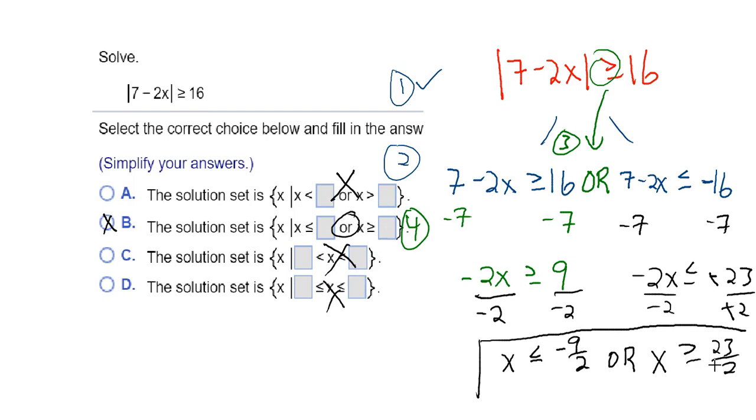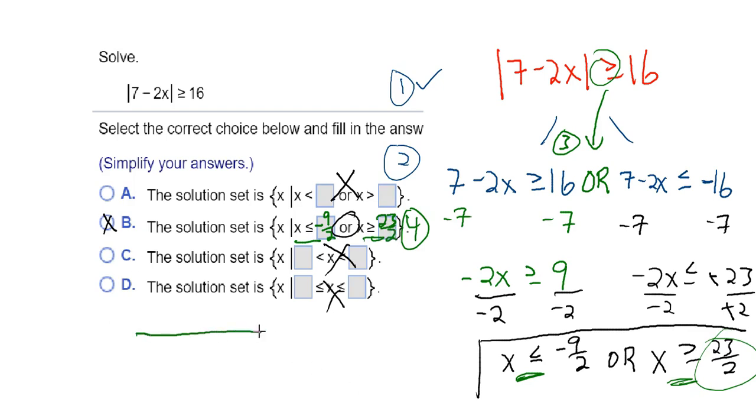And this time it actually does go in the order that we got our numbers. X is less than or equal to which number? It's less than or equal to the negative 9 halves. That's the one we want to use in that box. So make sure you type the right numbers in the right box. X is greater than or equal to which number? It's greater than or equal to the 23 over 2. So that's what we want to type into this box here.